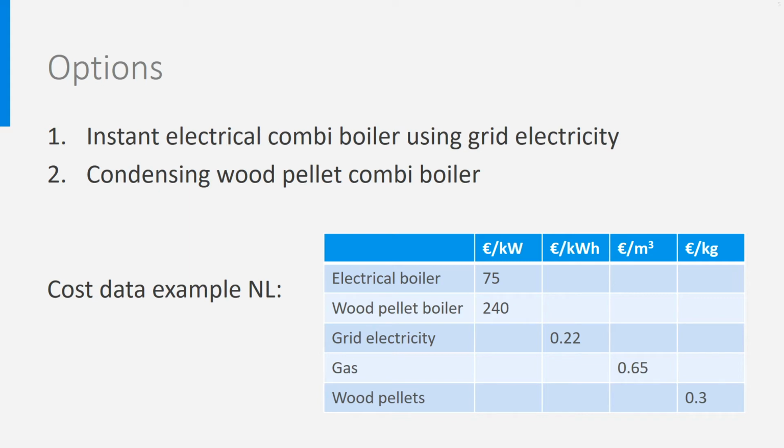Next to that, we pay 22 cents per kilowatt hour to the energy company for our electricity, and wood pellets cost 30 cents per kilogram. Because both options are based on a combi boiler, the same system and therefore the same fuels are applied for both hot tap water and space heating, so we don't need to make separate calculations.